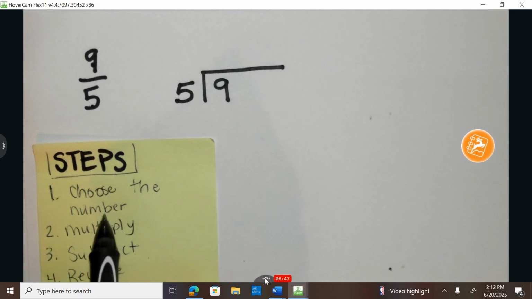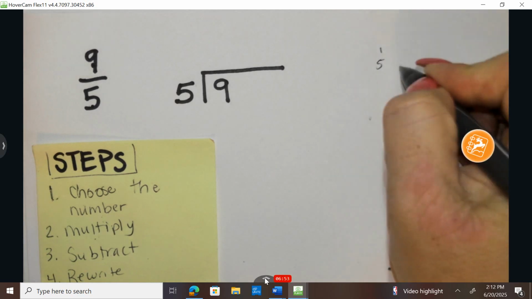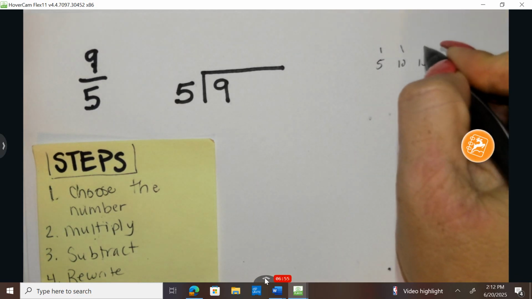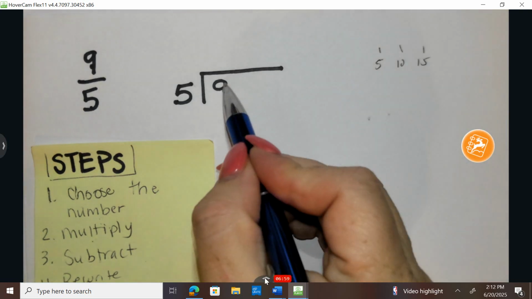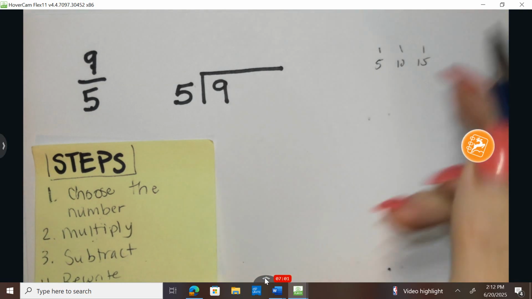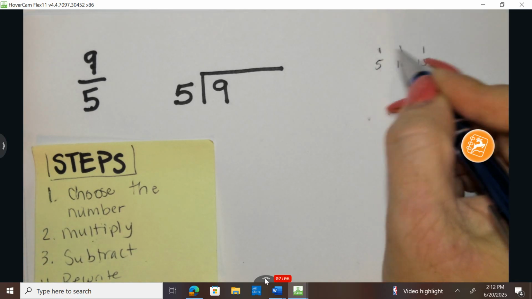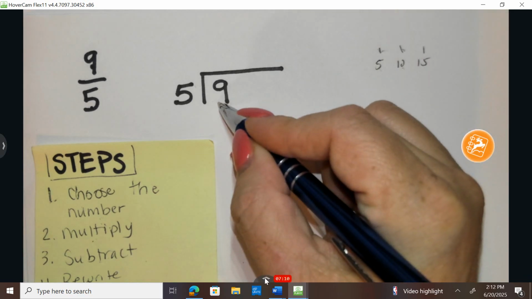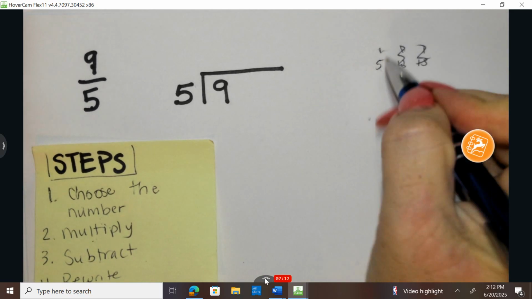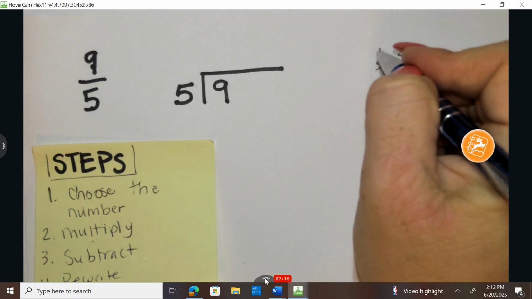Step 1, choose the number. Okay, so I'm going to start counting by 5s. That's the number on the outside. So 5, 10, 15, right? But there's a problem here. I forgot I can never go beyond this number. So notice I can only actually choose one group of 5, because if I choose 2 groups of 5, I'd be up to 10, and 10 is more than 9. So I can only fit one group of 5 into 9 without going over.